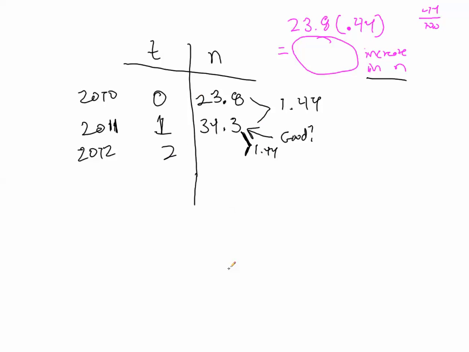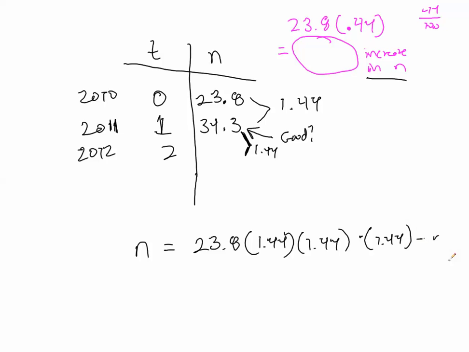Hopefully we're getting the pattern here: to determine the number of Nokia smartphones, 23.8 is the starting amount, and then I multiply it by 1.44 how many times? If I want to know the number of smartphones 5 years later, I would multiply by 1.44, take that times 1.44, take that times 1.44, and so on. I would keep multiplying by 1.44 as many years as I wanted to pass, and so really we're saying that this is 23.8 times 1.44 to the t power, and that gives us the number of Nokia smartphones. So now we've built a model.